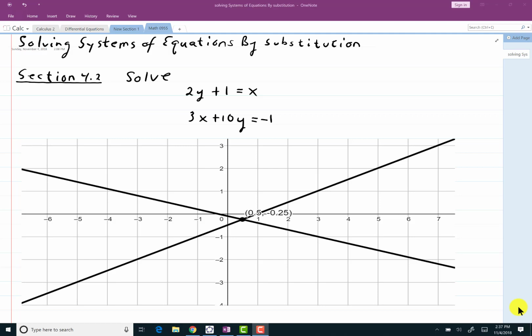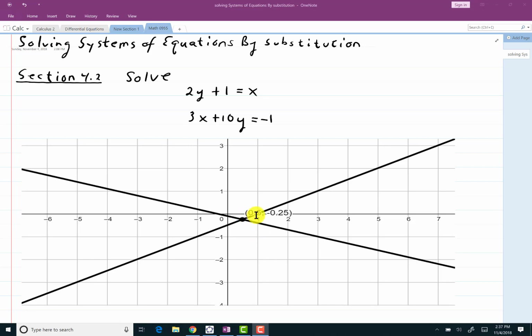I wanted to do some examples from section 4.2. These involve solving systems of equations by substitution. What I've done is I've grabbed an example here, 2y plus 1 equals x, and 3x plus 10y equals negative 1, and I've had the computer graph them. And if you'll see, the intersection point of these two lines does not happen at a good spot. It doesn't happen at a corner point.